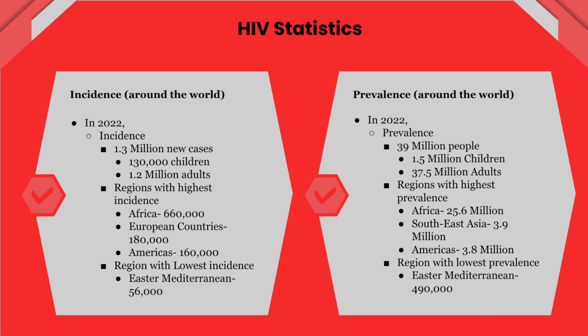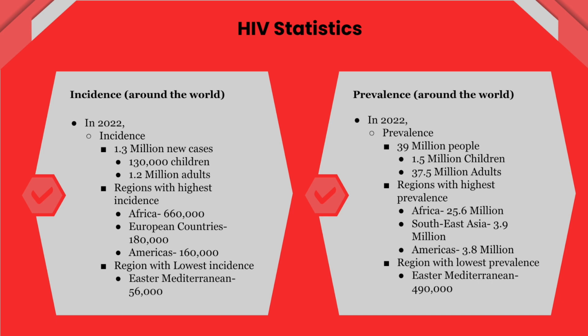When looking at HIV around the world, in 2022, incidence was 1.3 million new cases, comprised of 130,000 children and 1.2 million adults. Men actually had a greater incidence compared to women. And when looking at the different regions, Africa, European, and the Americas had a greater incidence compared to Eastern Mediterranean countries.